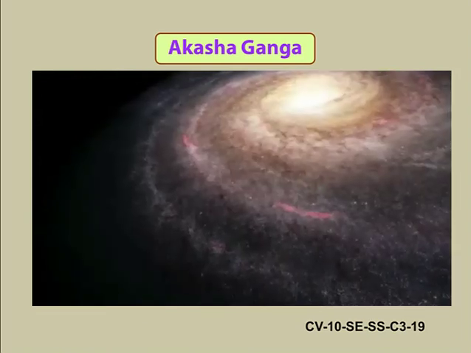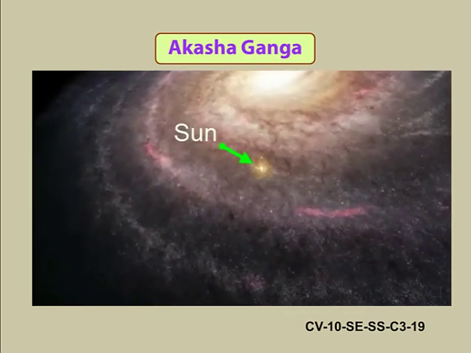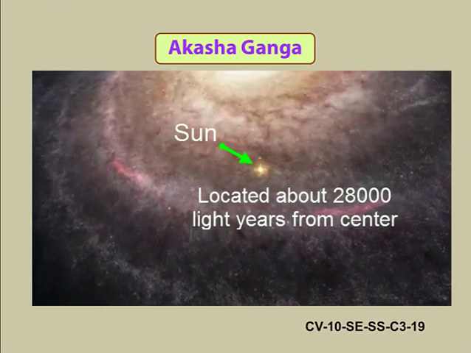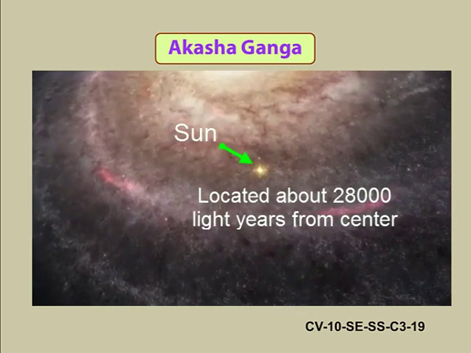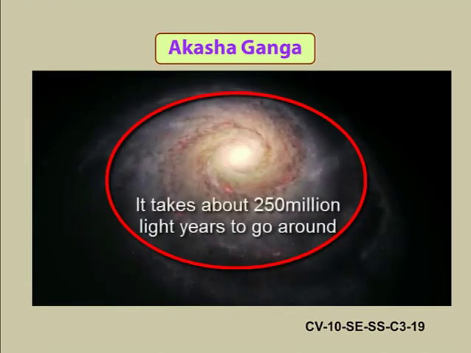Where exactly is our Sun and its planets in the Milky Way? Yes, Sun is located about halfway, that is about 28,000 light years from the center. It takes about 250 million light years to go around the center of our galaxy.